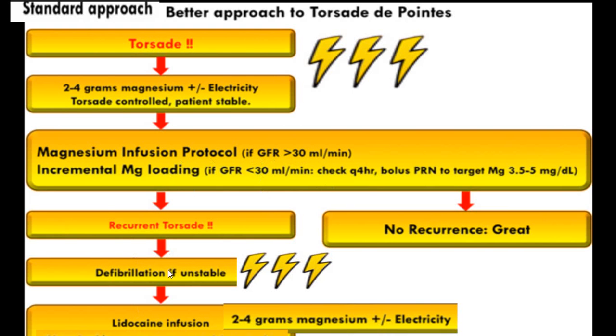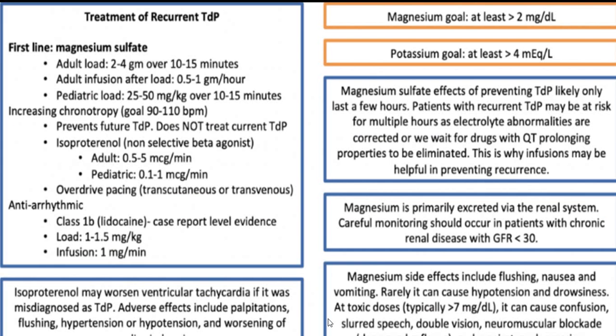And if the person has recurrent Torsades De Pointes and is unstable, defibrillation is first, followed by lidocaine infusion and magnesium. So first line as far as recurrent is concerned, magnesium, or you can go for antiarrhythmic drugs. You can use isoproterenol, overdrive pacing. This will be for recurrent.